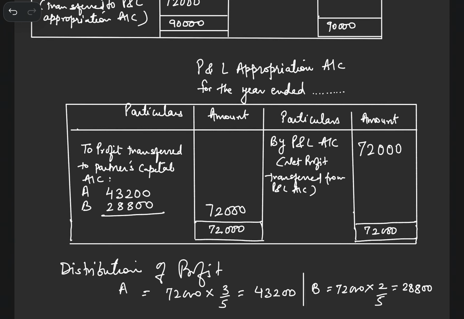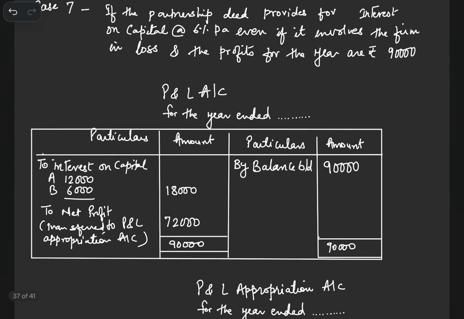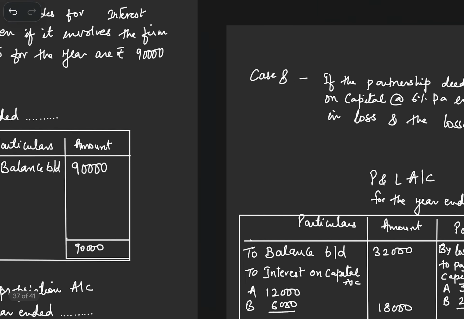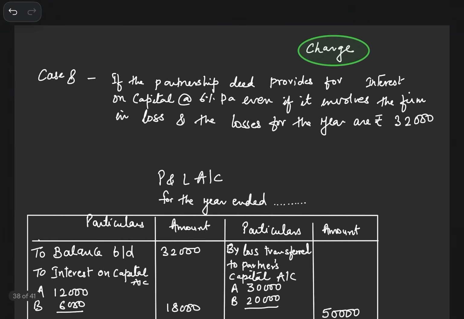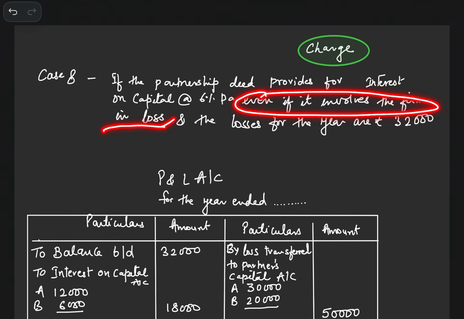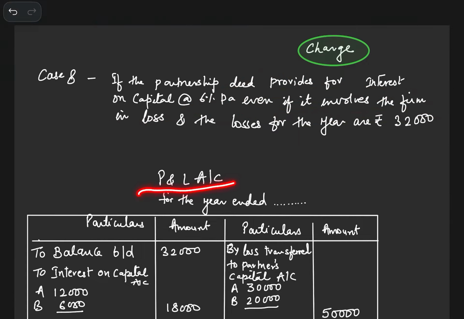Let's check how we have calculated the distribution of profit as this. I hope this case number 7 is also clear. Let's move on to case number 8, which is the last one. Here it says if the partnership deed provides for interest on capital at the rate of 6% per annum, even if it involves the firm in loss. So once again, this language, even if it involves the firm in loss, points that interest on capital be considered as a charge.